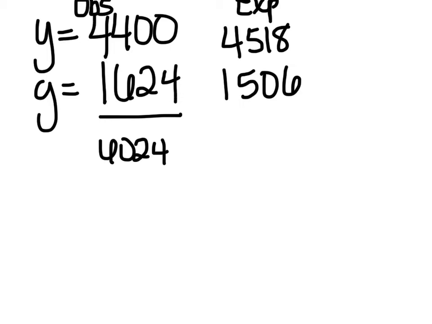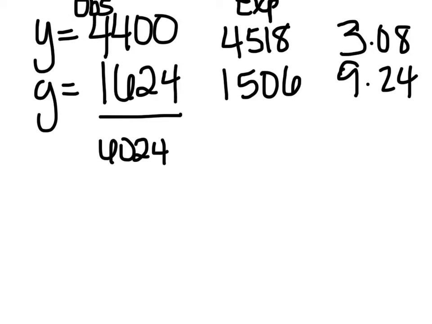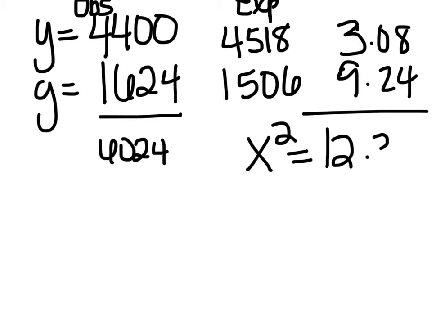So if we ran chi-square, we would do 4,400 minus 4,518 all squared divided by 4,518. And then we would do 1,624 minus 1,506 all squared divided by 1,506. And the result that we would get for this upper section of our table would be 3.08 and then 9.24. Okay, which would give us a chi-square value of 12.32.